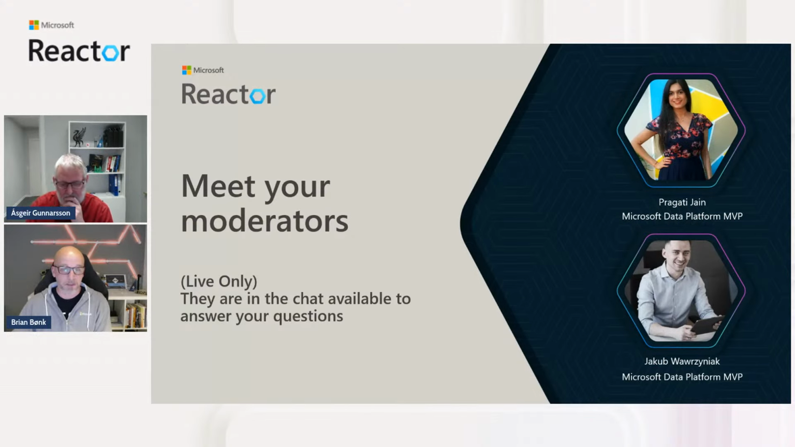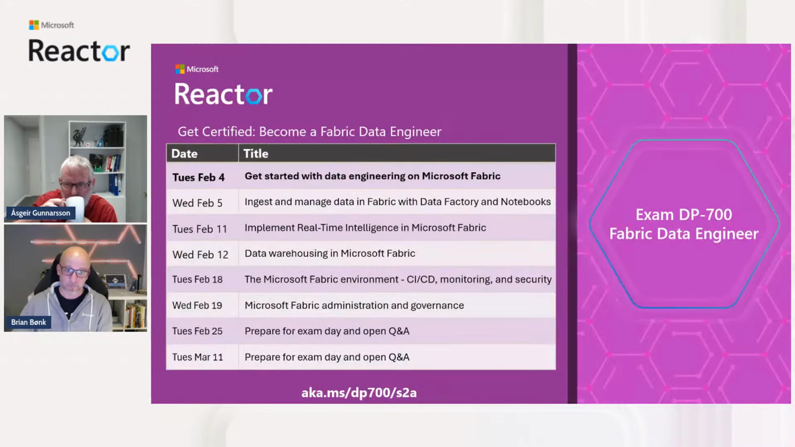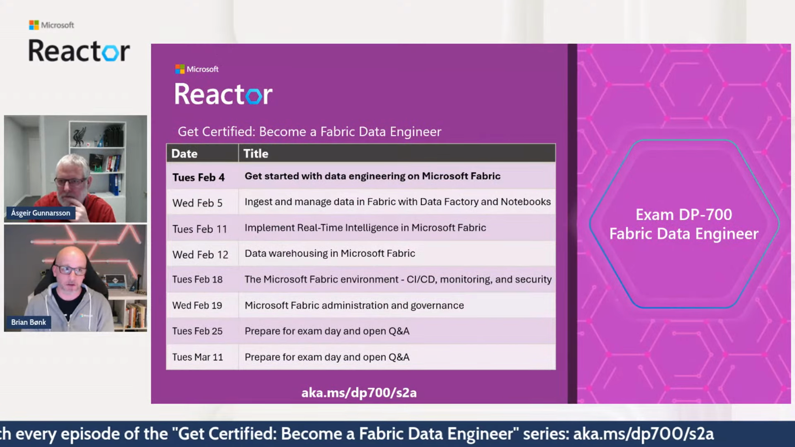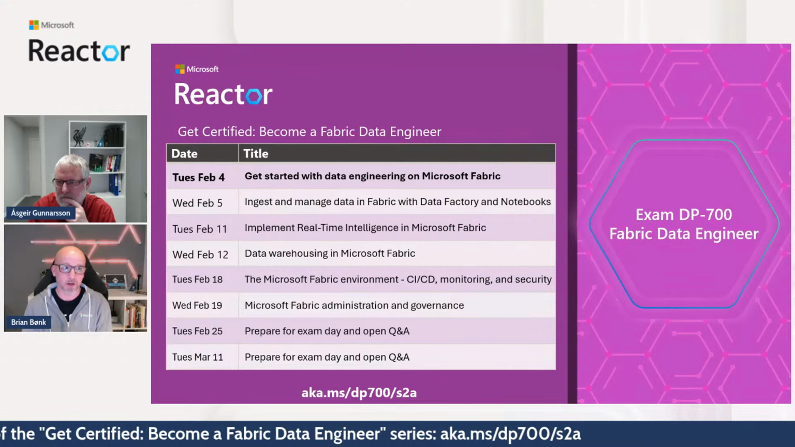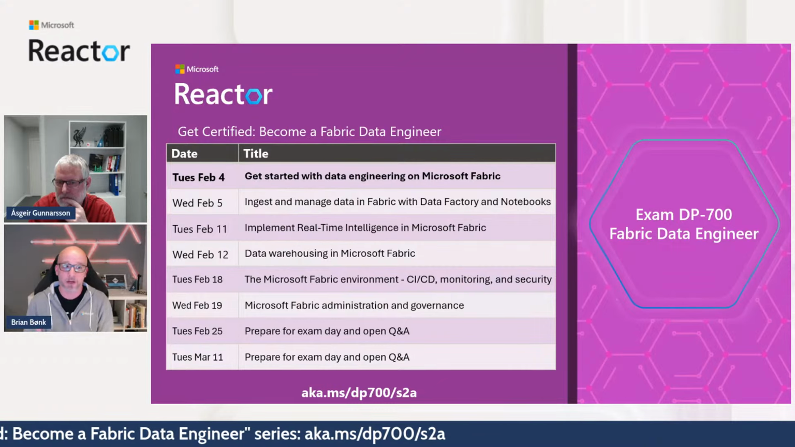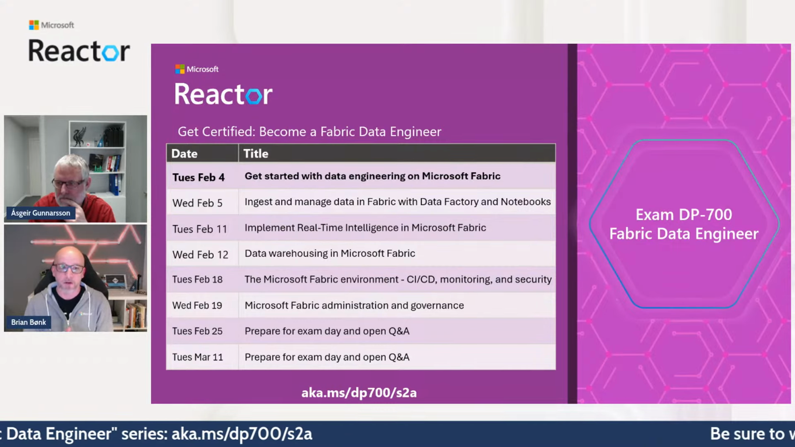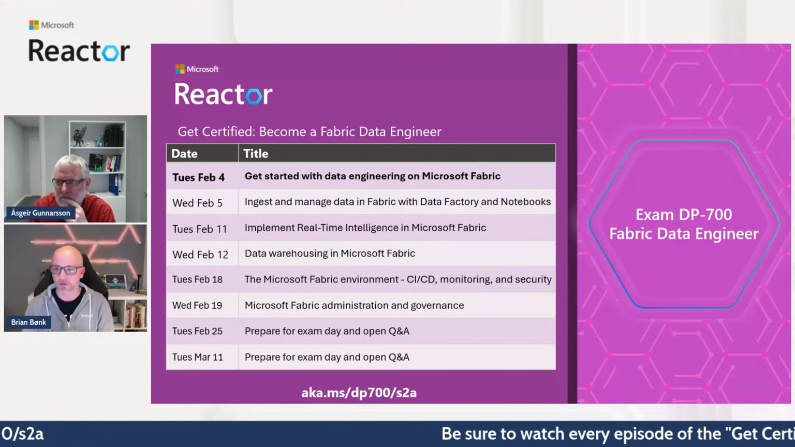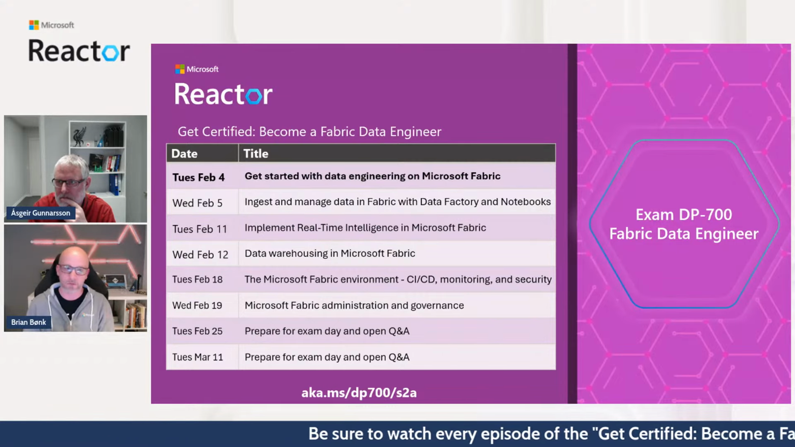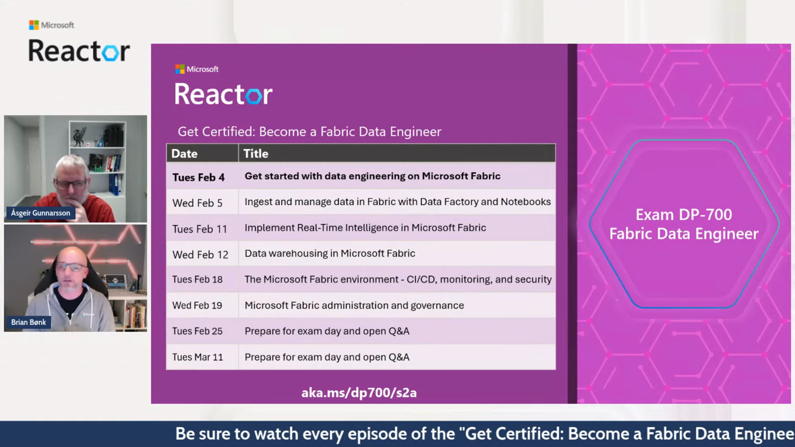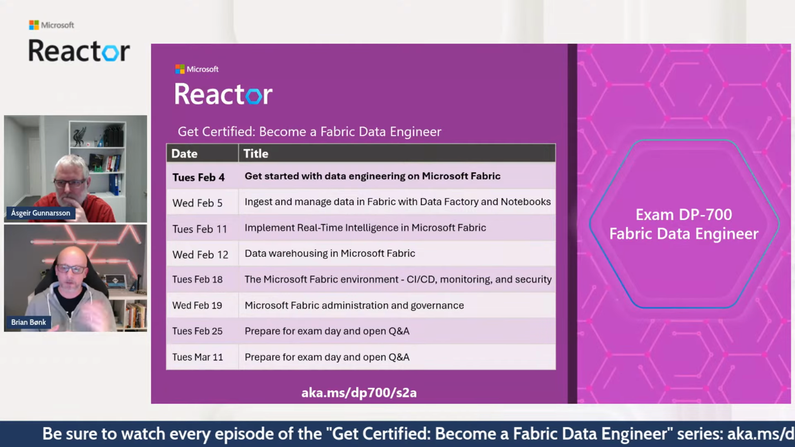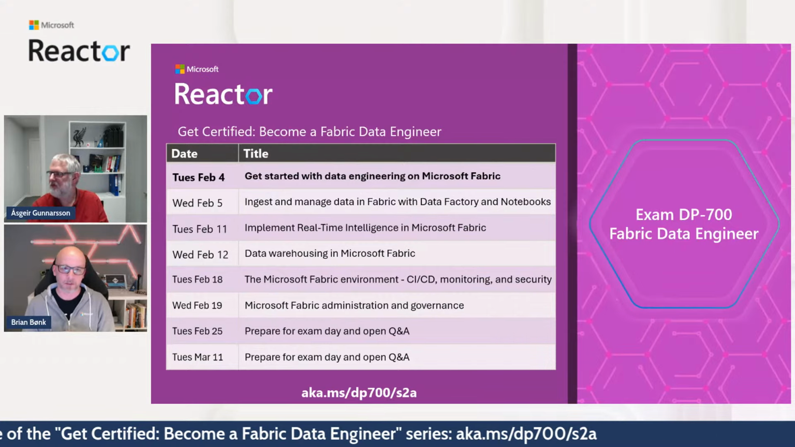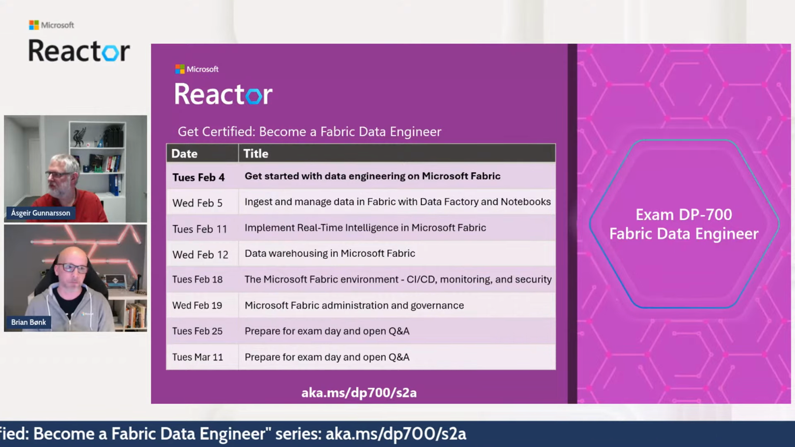So let's get started. As I said, this is the first session. Today is Tuesday, and we are going to talk about getting started with data engineering on Microsoft Fabric, which is a part of the DP-700 exam, the certification that went GA a couple of weeks ago, the Fabric Data Engineer exam. This builds on top of DP-600, which is the Data Analytics Engineer.